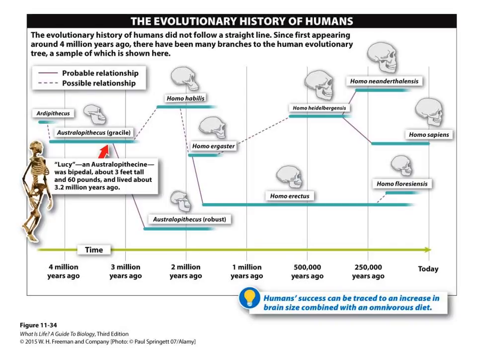So the evolutionary history of humans did not follow a straight line. Since first appearing around 4 million years ago, there have been many branches to the human evolutionary tree that just died off, whereas Homo sapiens won out and we're still around.